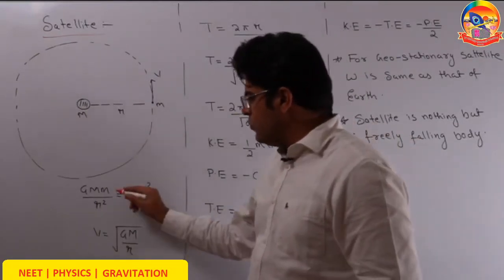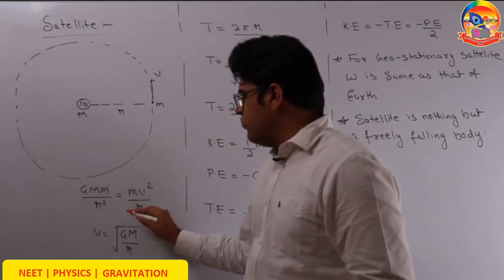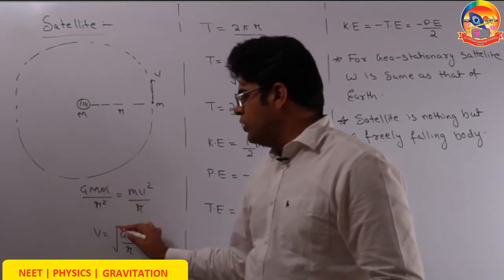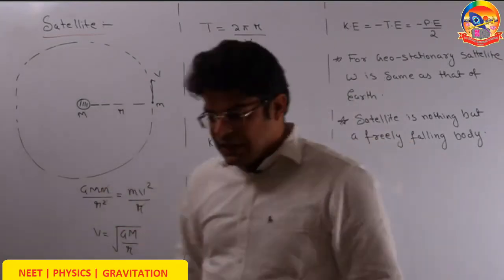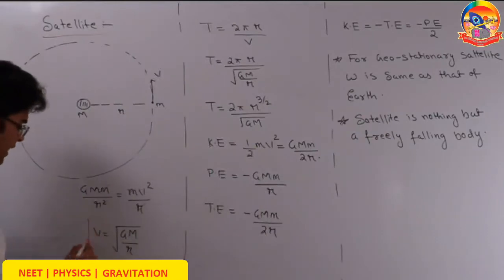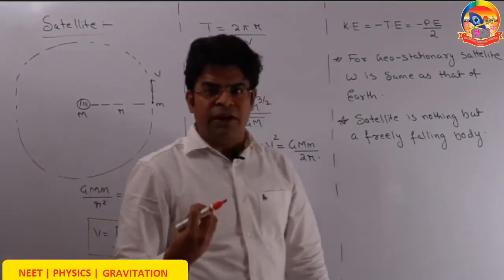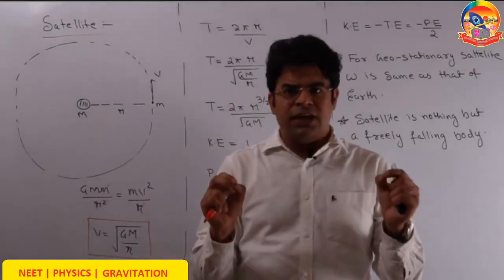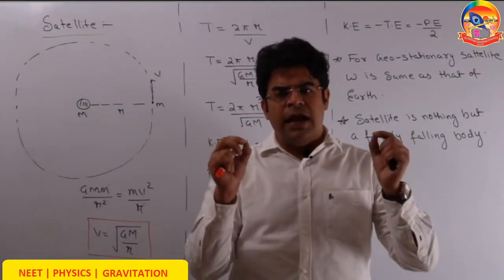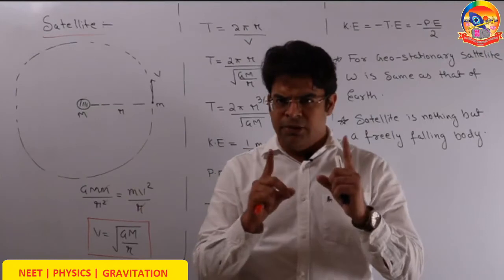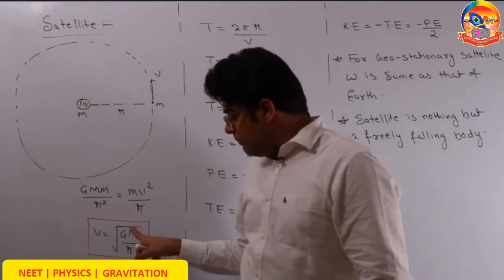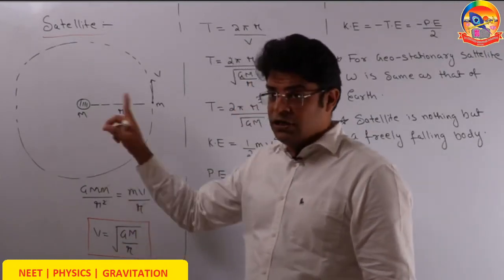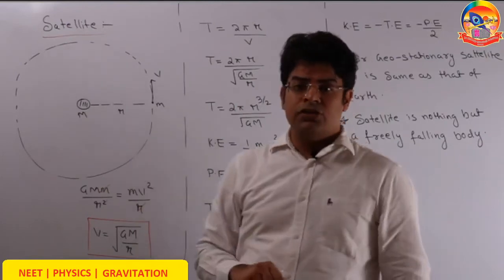If we cancel out m and one term of r and r, we get v equals under root of GM by r. Notice that the speed with which the satellite orbits does not depend upon the mass of the satellite. So whether there is a heavier satellite orbiting in radius r or a lighter satellite orbiting in radius r, they must have the same speed. It depends upon the mass of Earth, but it does not depend upon the mass of the satellite.